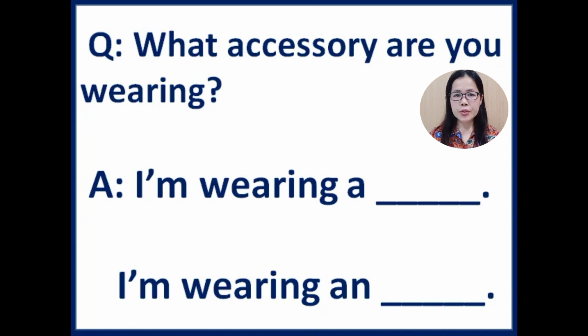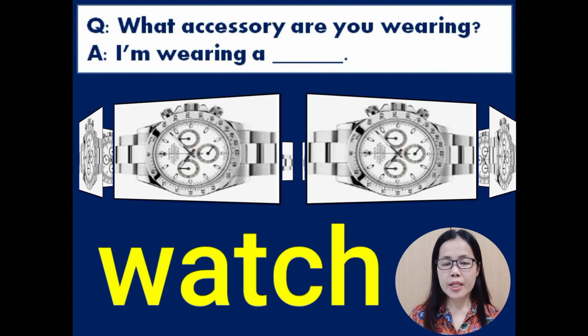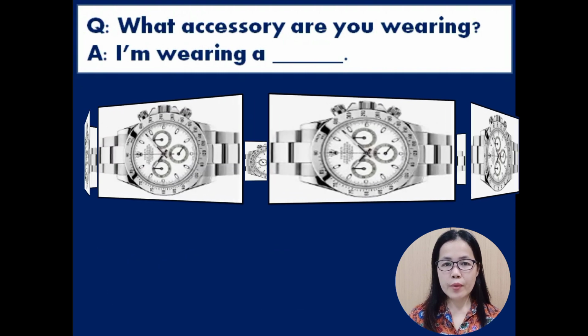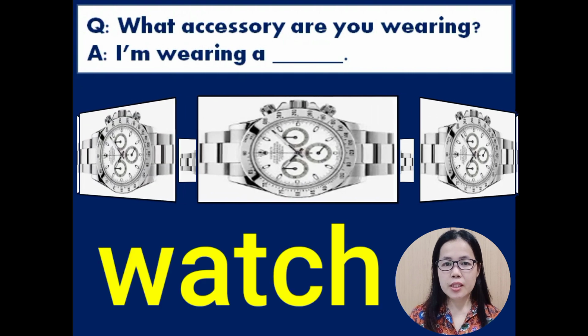Our sentence structure is, what accessory are you wearing? I'm wearing an. What accessory are you wearing? I'm wearing a watch. Watch.